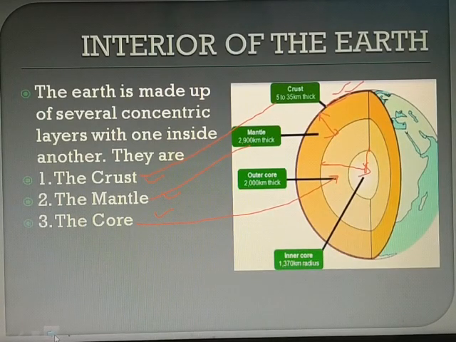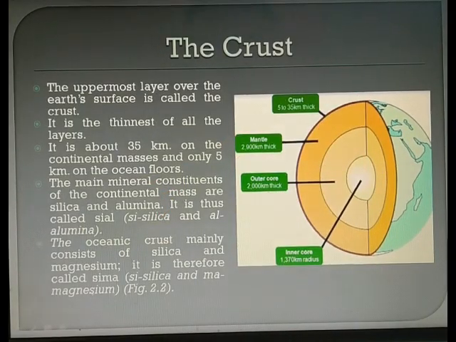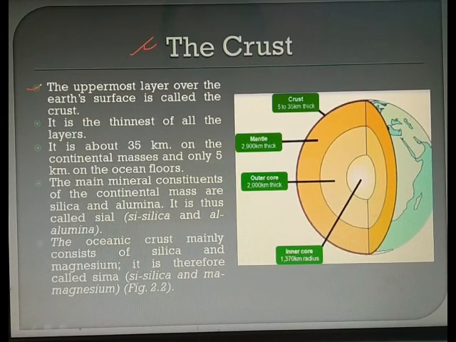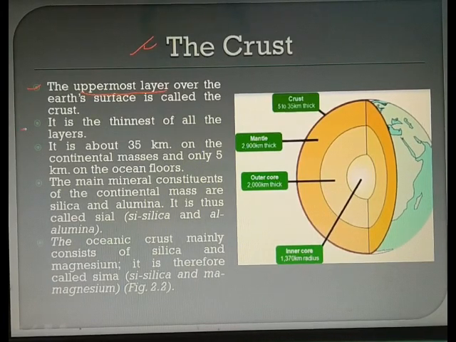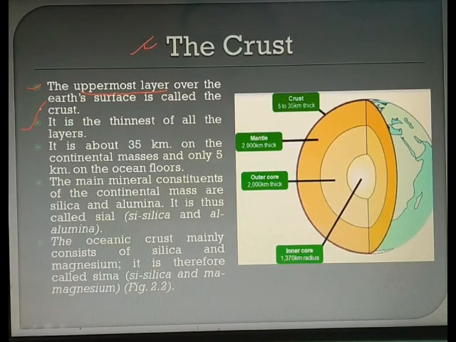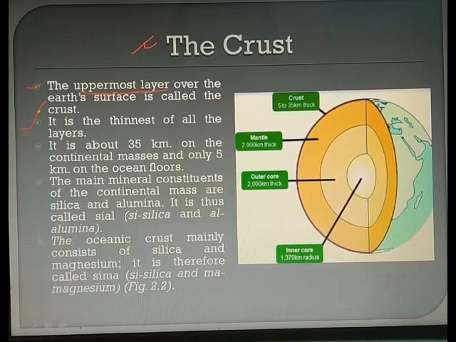Now let's see these three layers one by one. Let's start with the first layer, the crust. The first point: the outermost layer over the earth's surface is called the crust. It is an important point that the crust is the outermost layer. Then, it is the thinnest of all three layers, the crust, mantle, and the core.